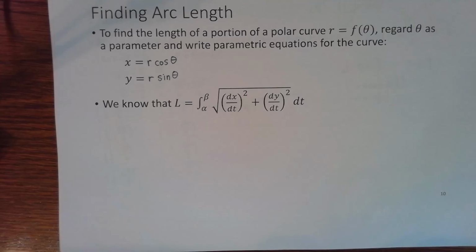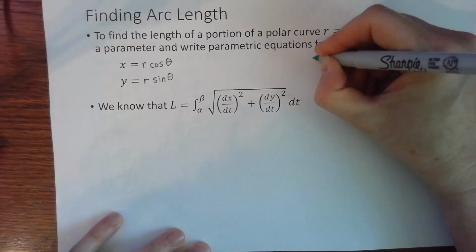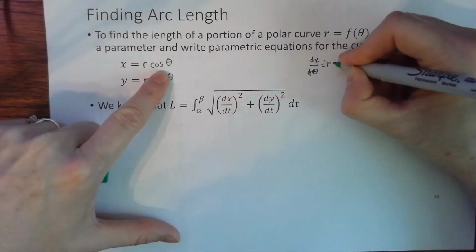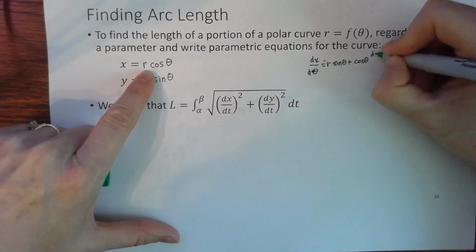So let's figure out what dx d theta would be. We've got a product here, so we need to do the first times the derivative of the second, so that would be negative sine of theta, plus the second times the derivative of the first, so dr d theta.